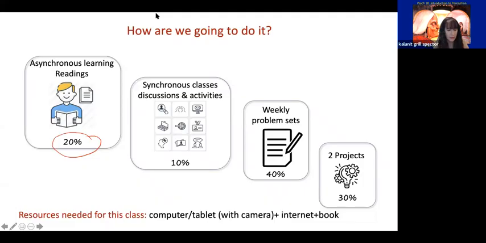We're going to have a lot of activities in the online synchronous classes, and that's going to be about 10% of your participation. We're going to have weekly problem sets. There are actually going to be 8 problem sets throughout the quarter. Each of them is worth 5 points, and together they account for 40% of the course participation. And finally, we're going to have 2 projects. These projects are going to be really fun, and they're going to account for 30% of your participation.